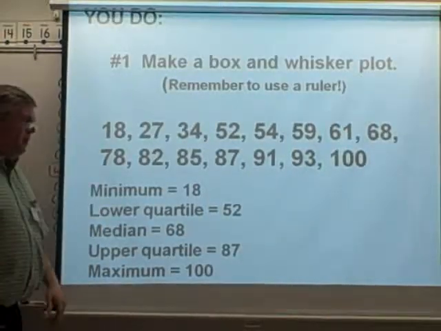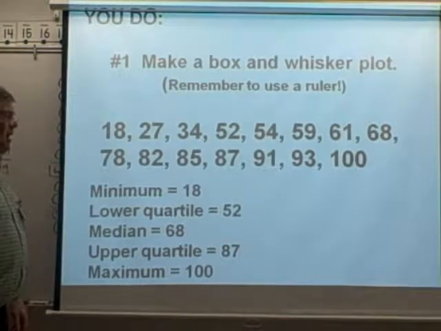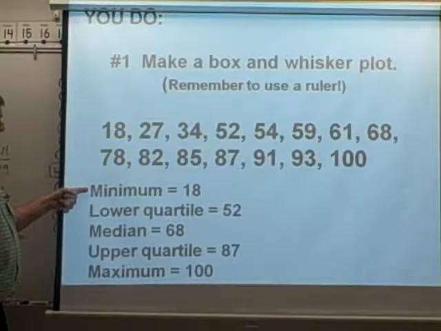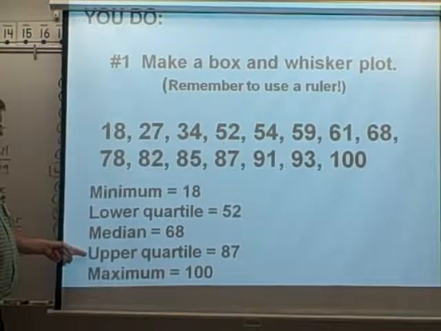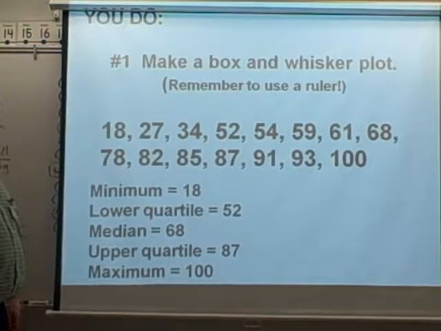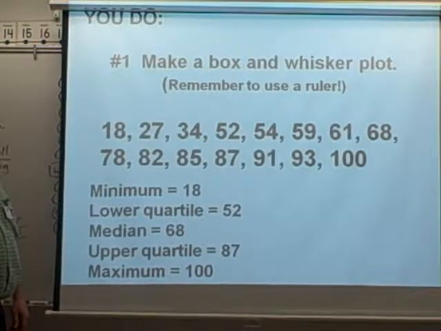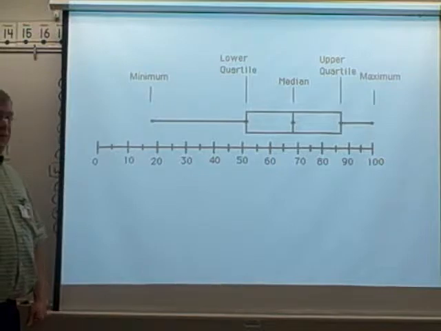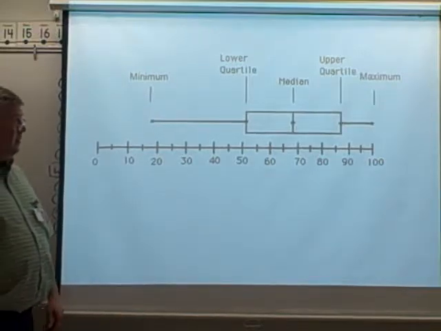All right, I want you to take a moment to make a box and whisker plot. Remember to use a ruler to help you out. I have actually included the numbers for the minimum, lower quartile, median, upper quartile, and maximum. Take a moment. Your box and whisker plot should look a little bit like this. See you in class.